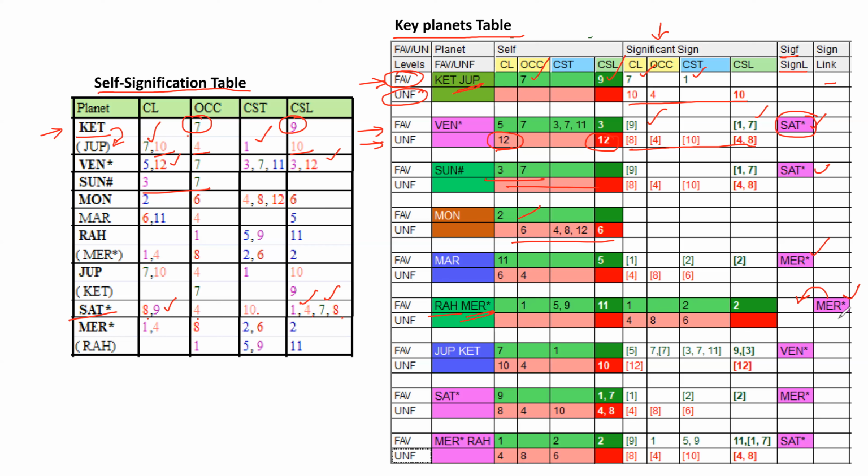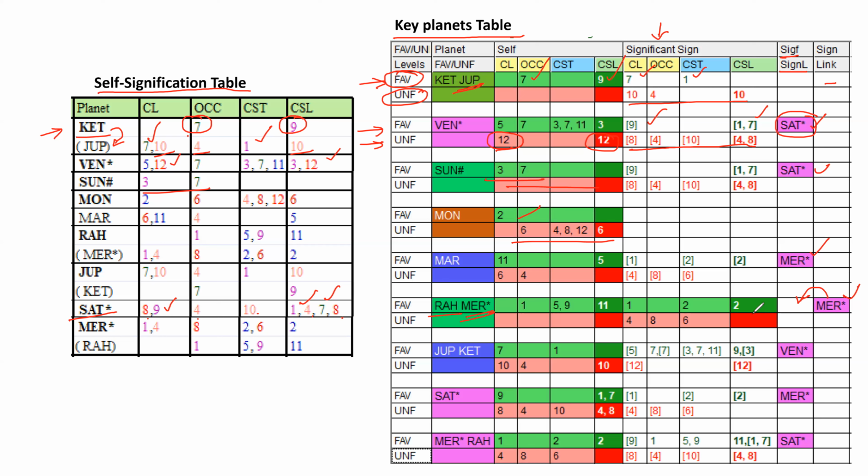So that name is given under sign link, and you can see the background shade of these houses is the same, what is favorable and unfavorable: green background and red background is given here. Whereas Ketu, representing that Jupiter, that Rasi Lord Jupiter, is not getting the color. It means that Jupiter, the second planet of Ketu, is not a significant sign lord planet or significant sign link planet. So it is not a sign link planet. Because of that, it is not given the color.